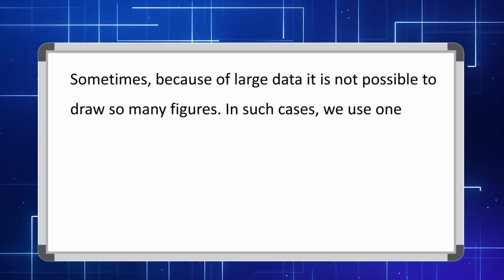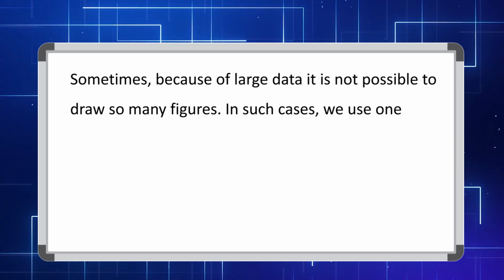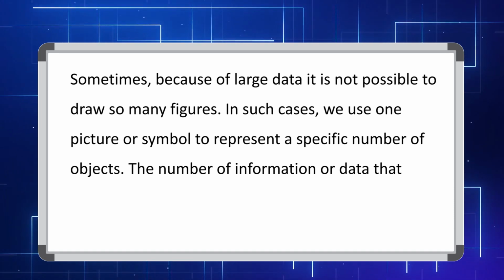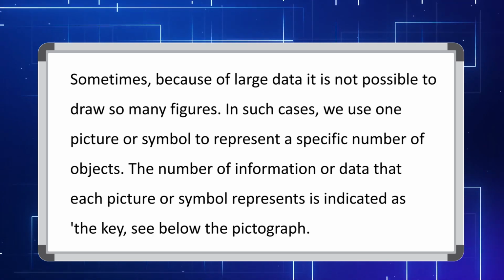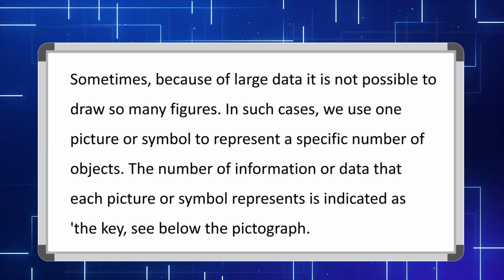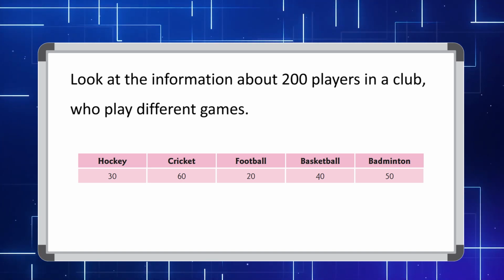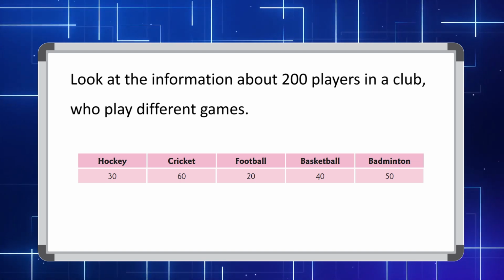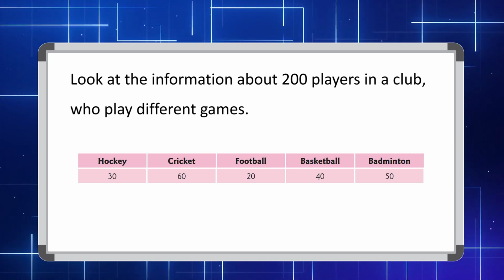Sometimes, because of large data, it is not possible to draw so many figures. In such cases, we use one picture or symbol to represent a specific number of objects. The number of information or data that each picture or symbol represents is indicated as the key. See below the pictograph. Look at the information about 200 players in a club who play different games: hockey 30, cricket 60, football 20, basketball 40, badminton 50.